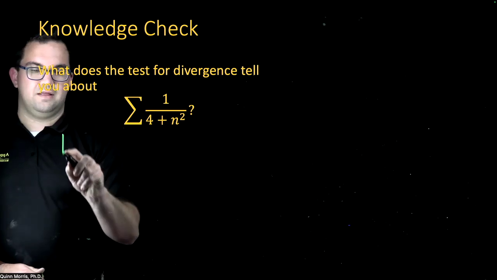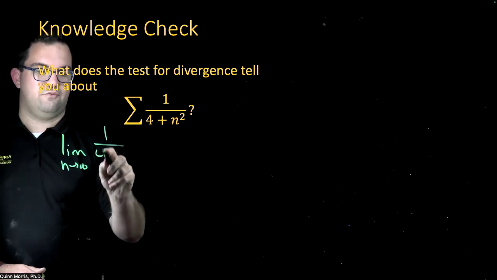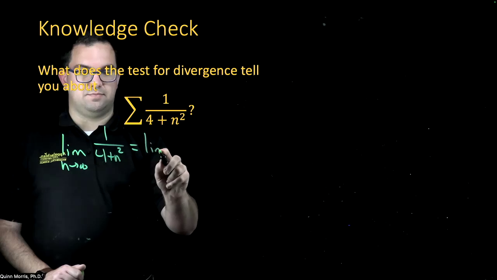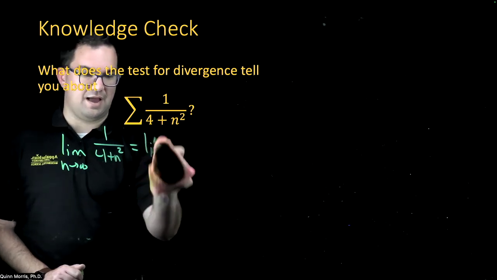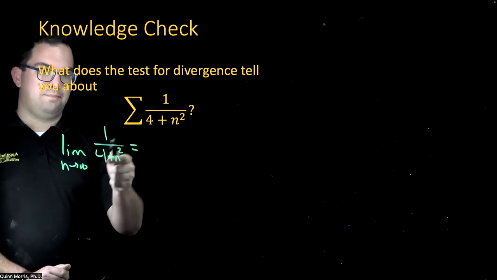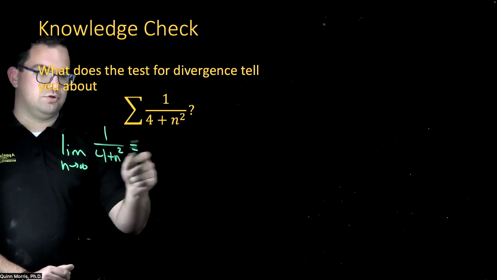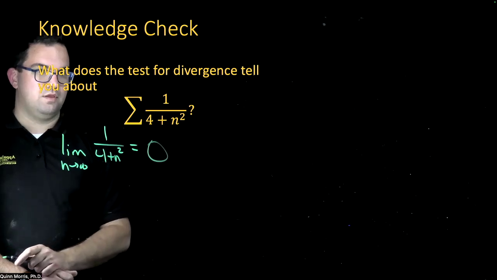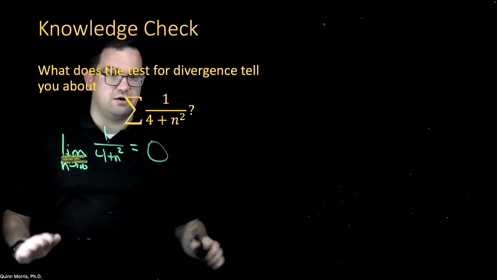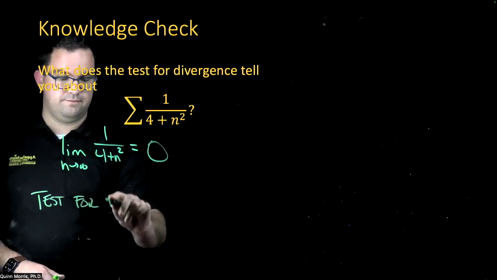So if I look at the limit of the terms, the limit as n goes to infinity of 1 over 4 plus n squared, I could divide by the highest power of n if I wanted to. But actually, if I look at this, I'll see the top is fixed at 1. The bottom, as n goes to infinity, is getting larger and larger. This limit is going to 0. And so again, when the limit of the terms goes to 0, the test for divergence tells you nothing. So here the test for divergence is inconclusive.